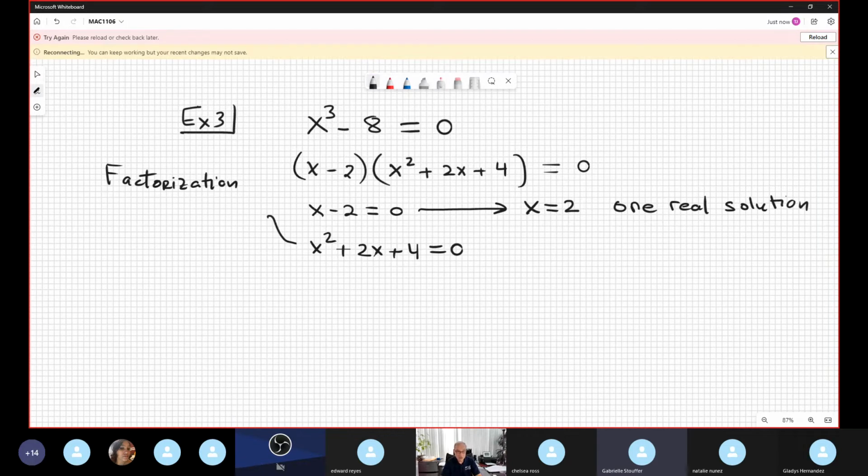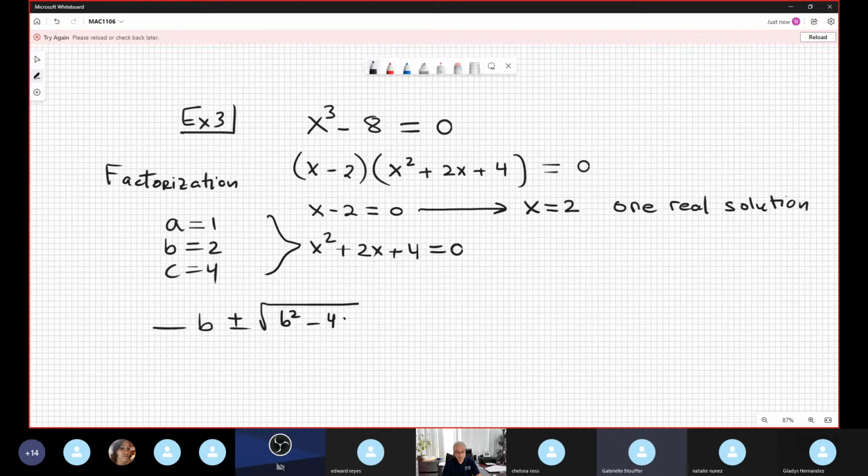In this equation, I can see clearly that A is 1, B is 2, and C is 4. And this is my quadratic formula because by factorization it's impossible. The complex we never get by factorization. Well, no. Let's see in chapter 2, sorry. So negative b, minus 2 plus or minus the square root of something. B. Who is B?